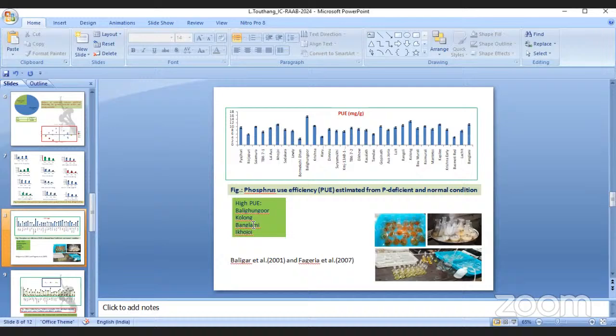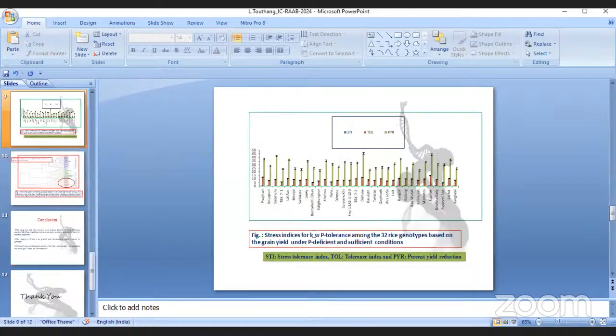Based on the phosphorus use efficiency estimation, some of the rice landraces like Bali, Gungul, Kolong, Banglami and Khuzui were found to be highly efficient compared to the others, and these are mostly PUB1 positive genotypes. In addition, we also worked out various stress indices, like the stress tolerance index and partial yield reduction, based on the normal phosphorus environment and the deficient condition.